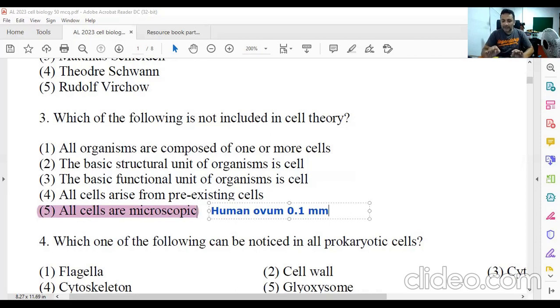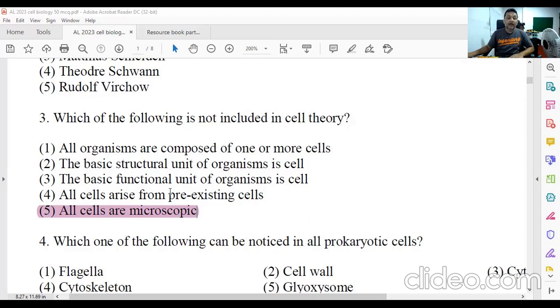0.1 millimeter is a size visible to the human naked eye. If we take a chick ovum, it is nearly 2 centimeters in diameter. It's a bigger one. The yellow yolk you notice inside a chick egg is a single cell. So all the cells are not microscopic. They are macroscopic, visible to the naked eye. Although it's not a part of cell theory, pointing out that all cells are microscopic is a wrong opinion.